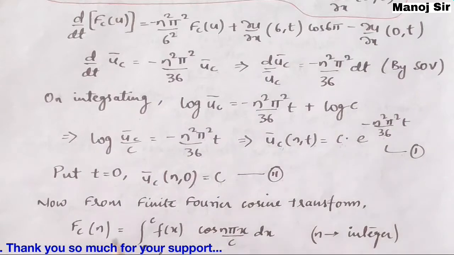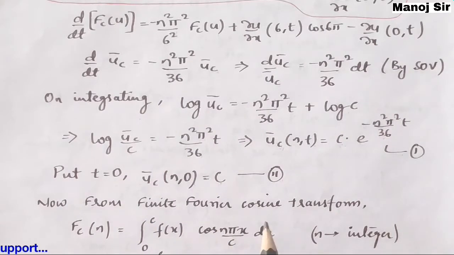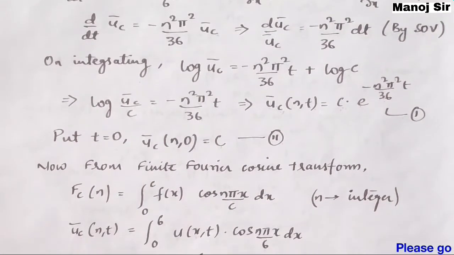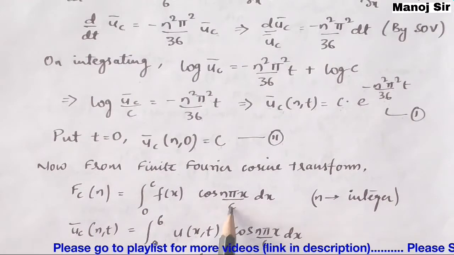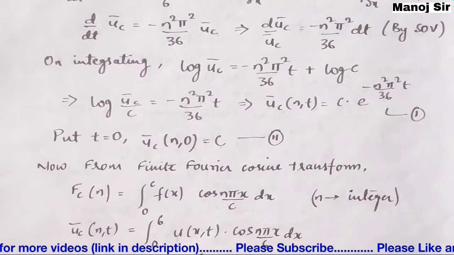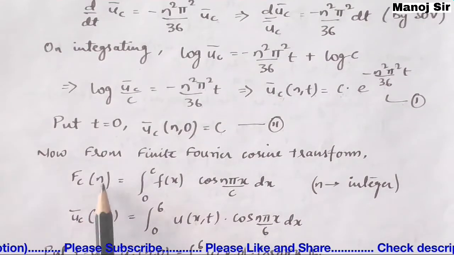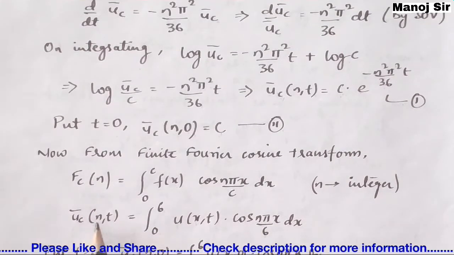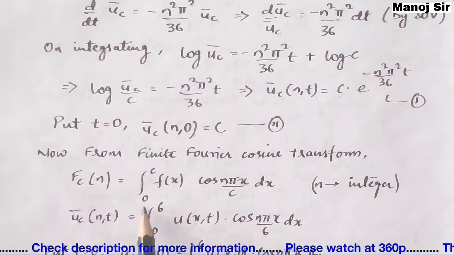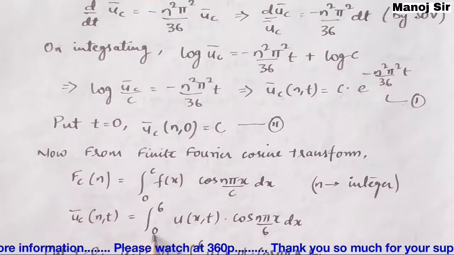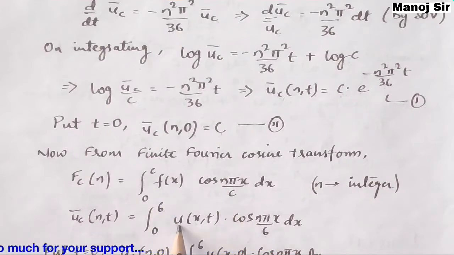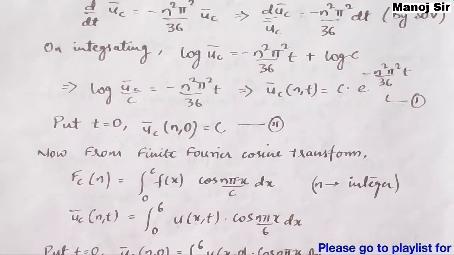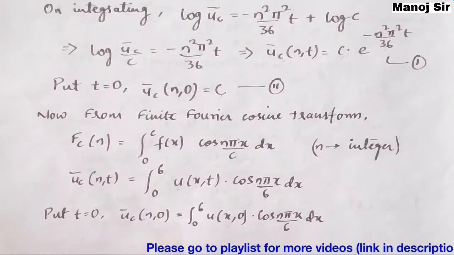Now from the finite Fourier cosine transform, the general formula is Fc of n equals integration 0 to c of f of x cos of n pi x upon c dx, where n is any integer. What is Fc of n? That is u bar c, which is a function of n comma t. Now this equals integration 0 to c, and c is 6, so integration 0 to 6 of u, which is a function of x and t, into cos of n pi x upon 6 dx.